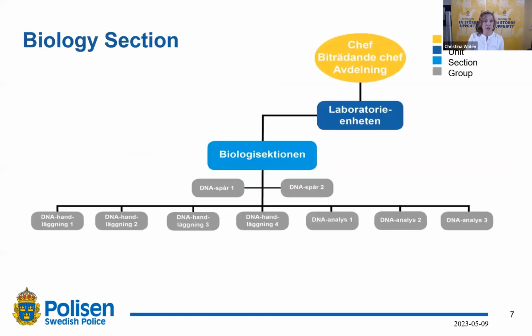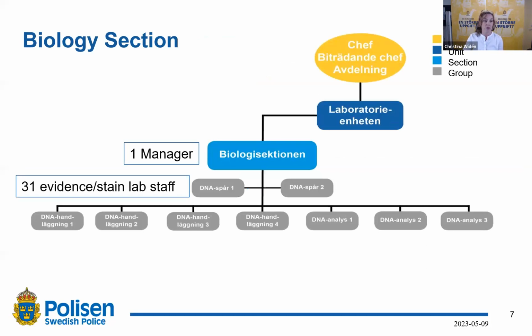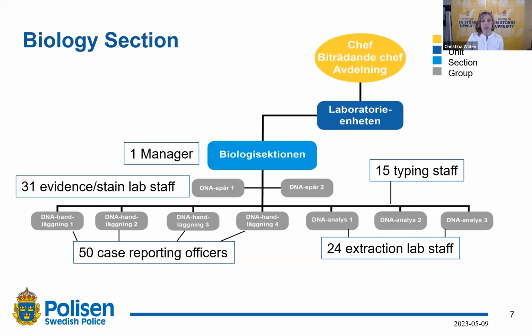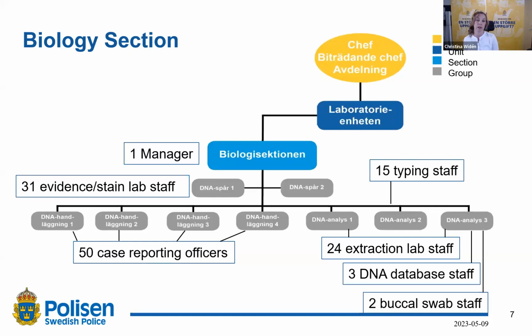And our biology section in turn is divided into, we have one manager, of course, and we have 31 lab staff working with recovering evidence and stains. And we have about 50 case reporting officers. And we have about 24 extraction laboratory staff working in 2 different groups. And we have one typing group. And in this last group, we also have the staff working with our reference samples, buccal swabs. And I'm organized in this group, and we are 3 colleagues working with the DNA databases. That makes about 126 colleagues. And we are dealing with all the DNA forensic work within the whole of Sweden.